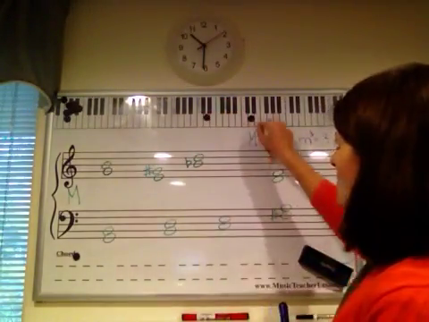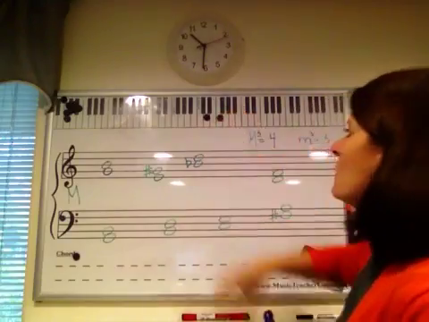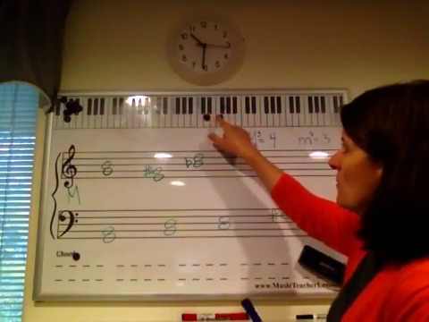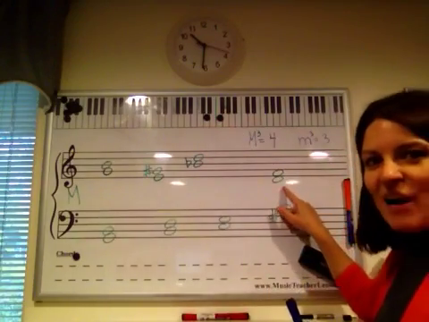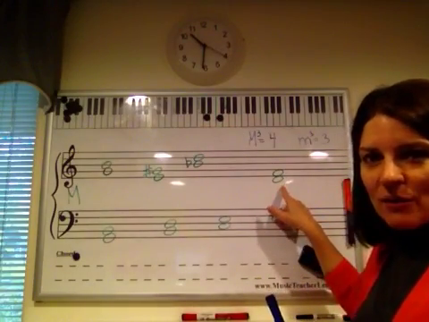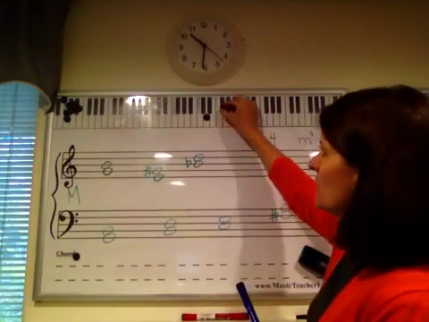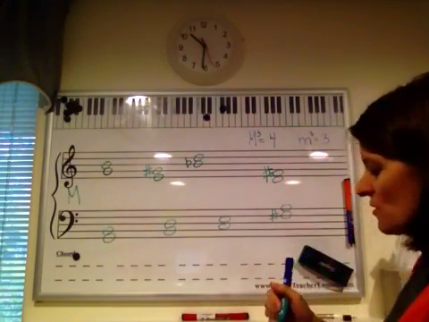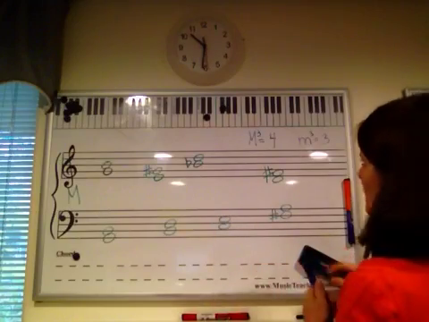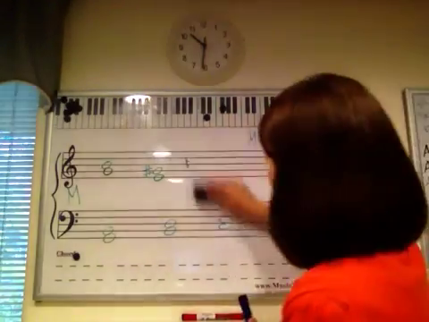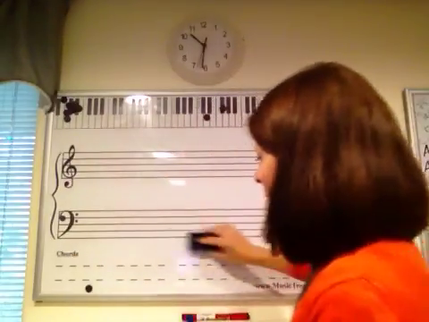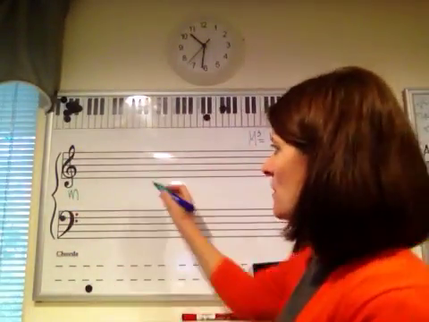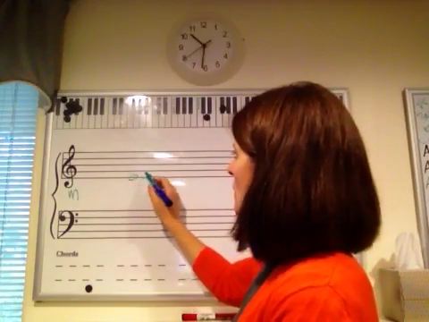D to F. Let's count. Start on D. 1, 2, 3. Uh-oh. That one's not a major third. It's a minor third. So what do I need to do? I need to raise it by a half step and add my sharp. So I've just created major thirds. Now let's do the same for minor. Now on my test, I've been asked to write minor thirds above certain notes.